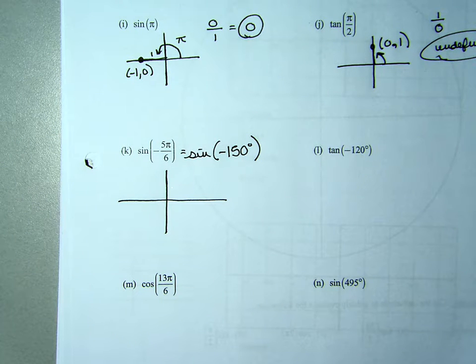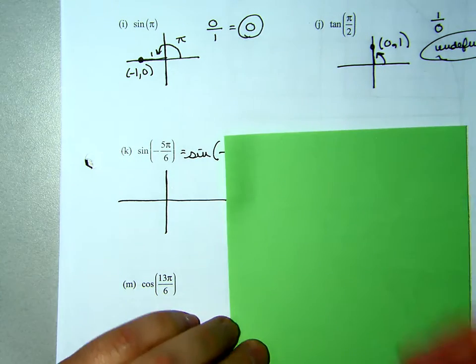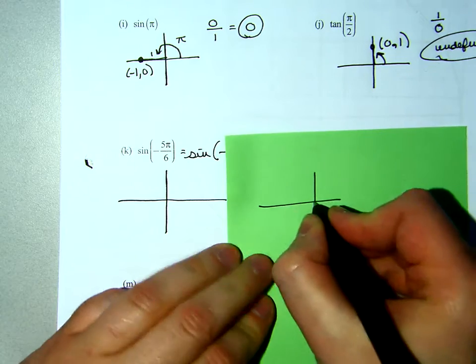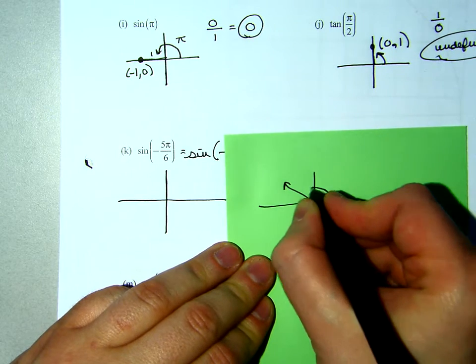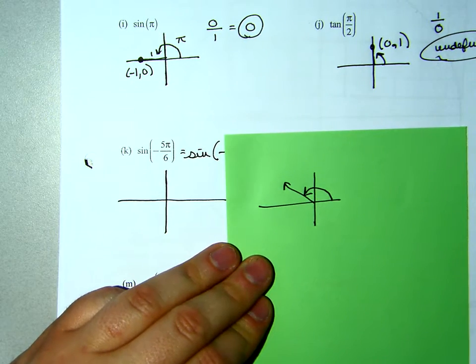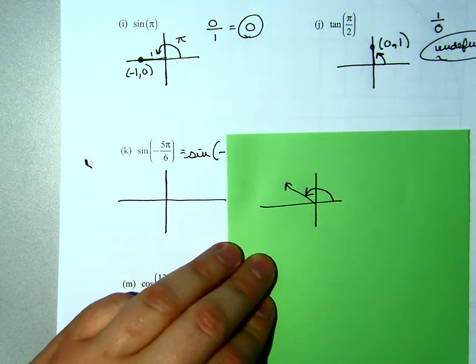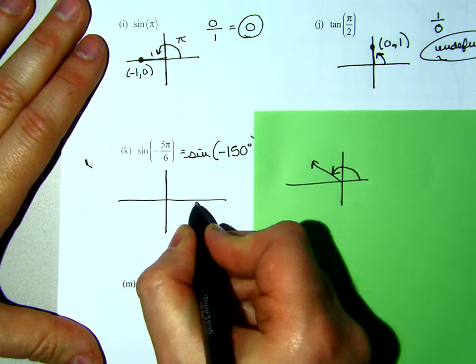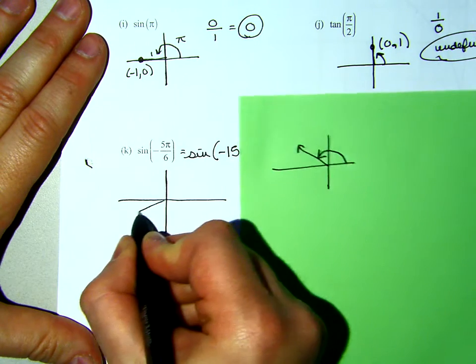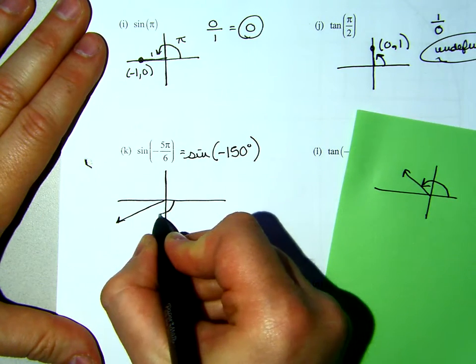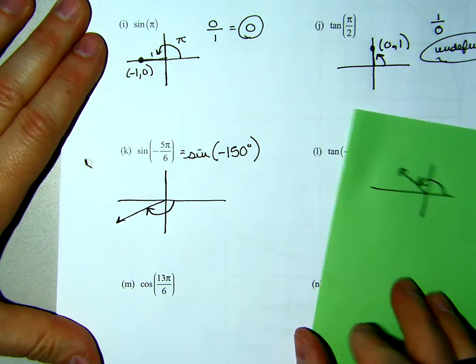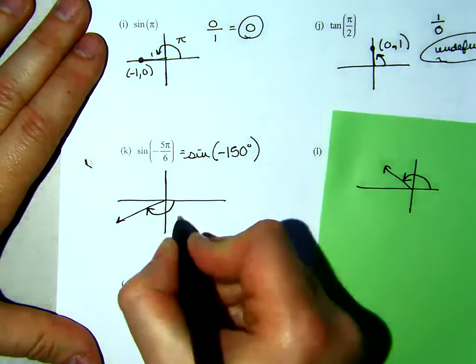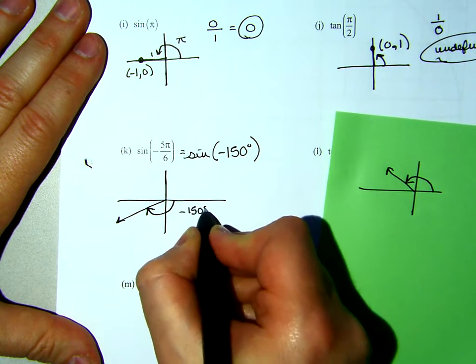So let's look at this. I know that positive 150 degrees is the angle that looks like this. So negative 150 degrees needs to spin the same amount in the opposite direction. So negative 150 will be spinning somewhere over here in quadrant 3. Spin the same amount, but in the negative direction. Negative 150 degrees will look like that.